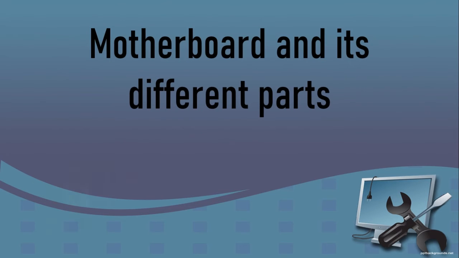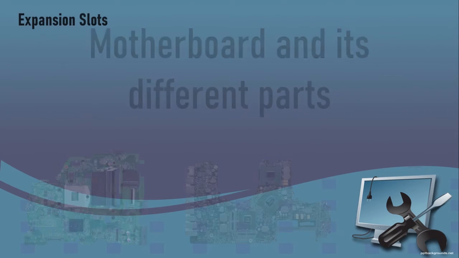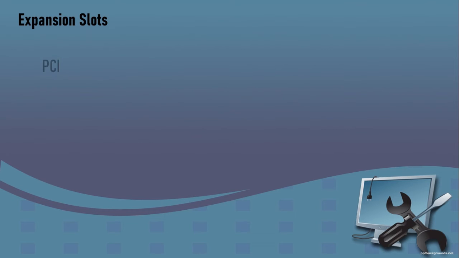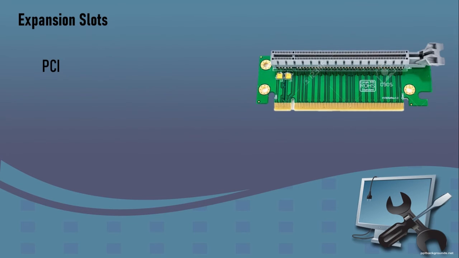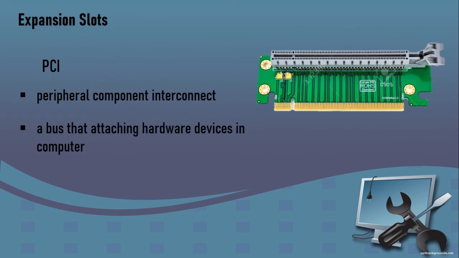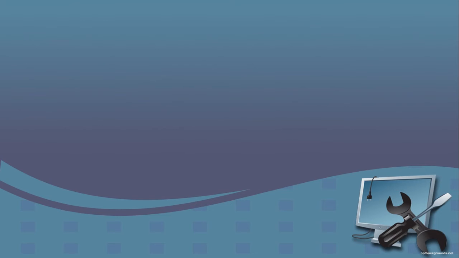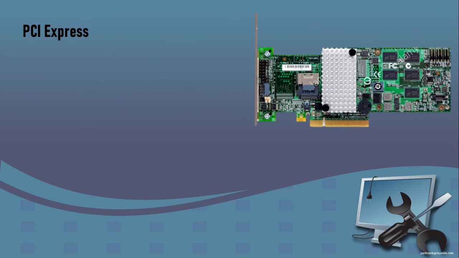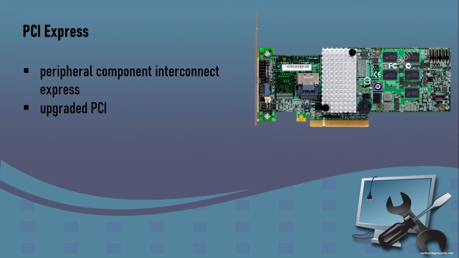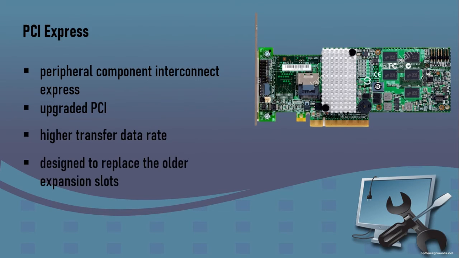Now, we are about to discuss the motherboard expansion slots. First is the PCI or Peripheral Component Interconnect. PCI is a local computer bus for attaching hardware devices in a computer and is a part of the PCI local bus standard. Next is PCI Express. It's like the PCI, but it is a high-speed serial expansion bus standard designed to replace the older PCI, PCI-X, and AGP bus standards.